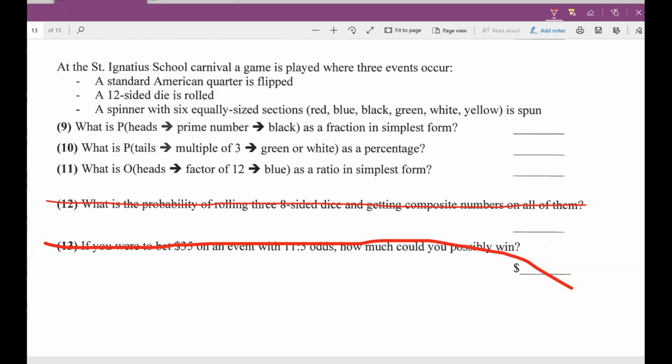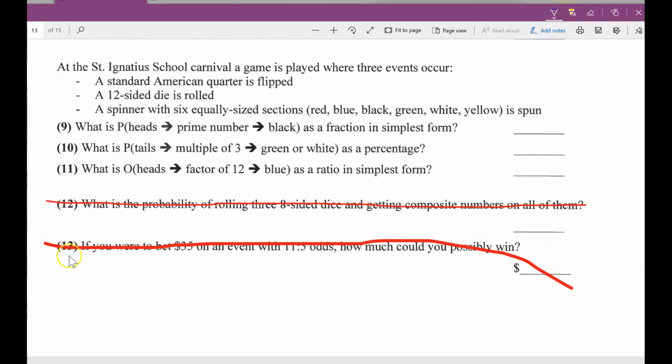First, a standard American quarter is flipped. Then, a 12-sided die is rolled. And finally, a spinner with 6 equally sized sections, colored red, blue, black, green, white, and yellow, is spun. So in order to play the game, you have to do 3 things in this order. Flip the coin, roll the die, spin the spinner. We're going to look at what the probabilities are of certain results happening for those 3 activities.